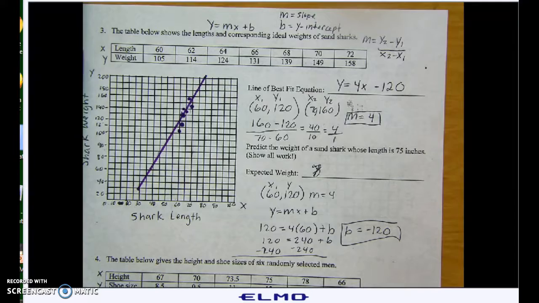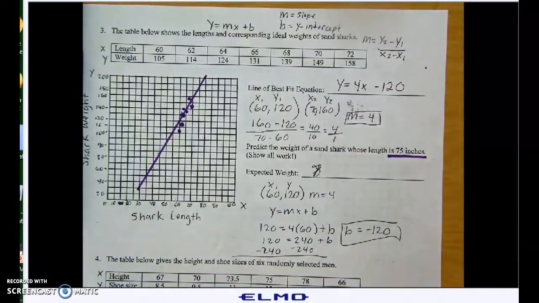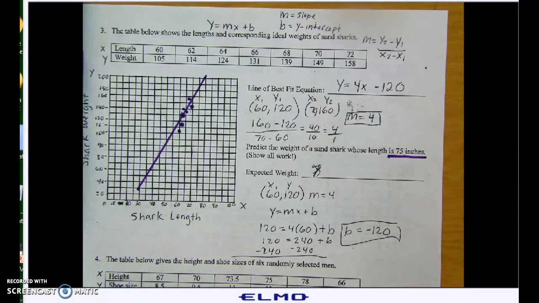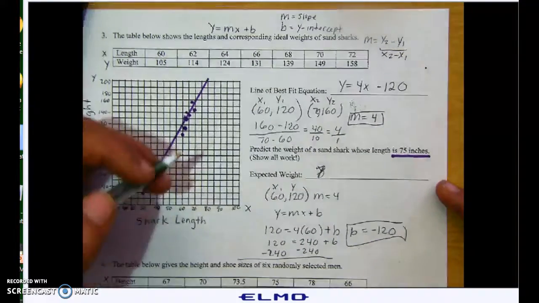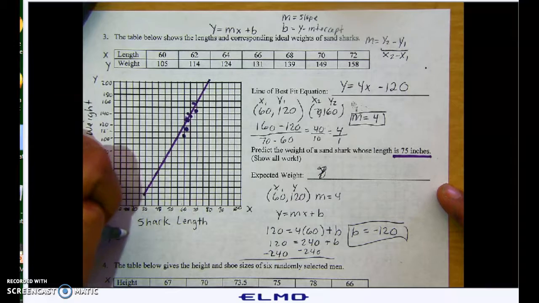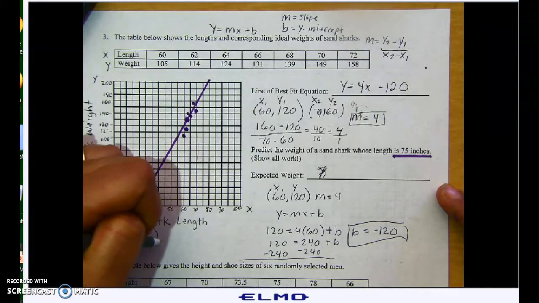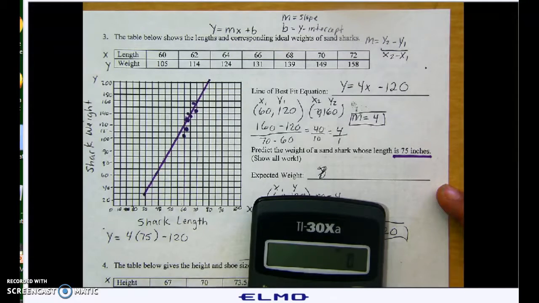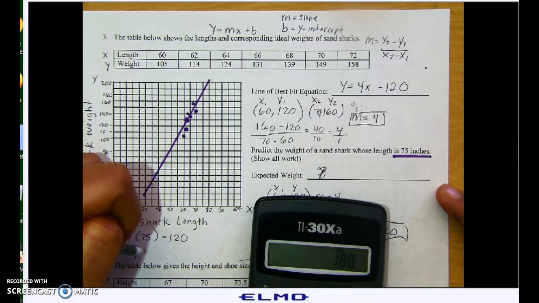There's one more thing I'm asked to do. What is the weight of a sand shark with the length of 75 inches? We want to show our work. So 75 inches is my x. If I go back to here, shark length, I'm going to plug it into my equation where the x is. So I'm going to write it underneath here. y equals 4 times 75, which is x, minus 120. And I'm going to solve to find out the weight. 4 times 75 minus 120. I get y equals 180.